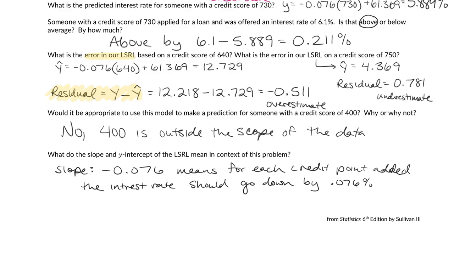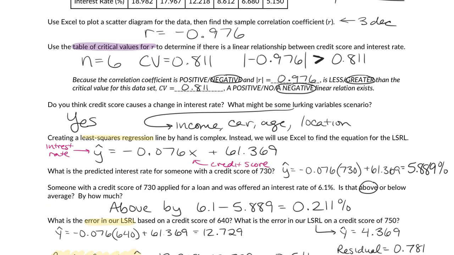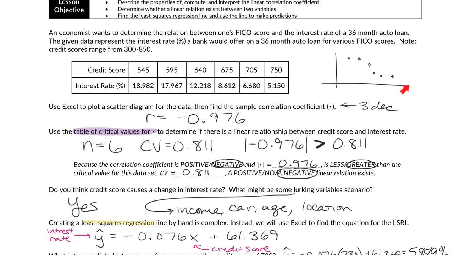So why would it go down? Sorry, this is just me not knowing. Why would it go down if you're adding? That's a great question. Why would it go down if you're adding the number? Remember that we have a negative trend. So as credit score increases, interest rate goes down. Also, the slope is negative. Down.